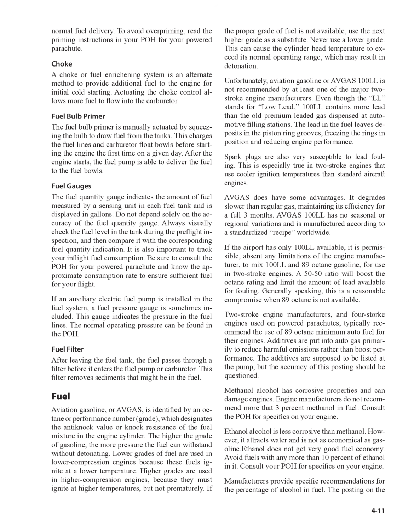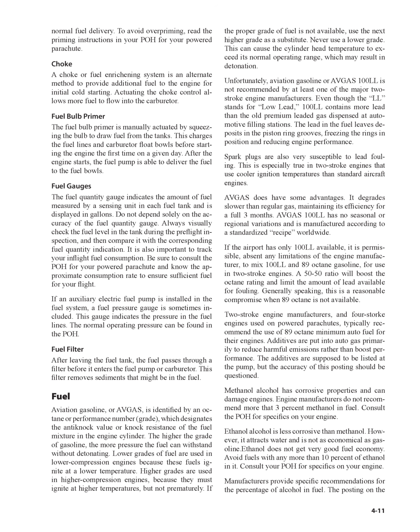Two-stroke engine manufacturers, and four-stroke engines used on powered parachutes, typically recommend the use of 89 octane minimum auto fuel for their engines. Additives are put into auto gas primarily to reduce harmful emissions rather than boost performance. The additives are supposed to be listed at the pump, but the accuracy of this posting should be questioned. Methanol alcohol has corrosive properties and can damage engines. Engine manufacturers do not recommend more than 3% methanol in fuel. Consult the POH for specifics on your engine.